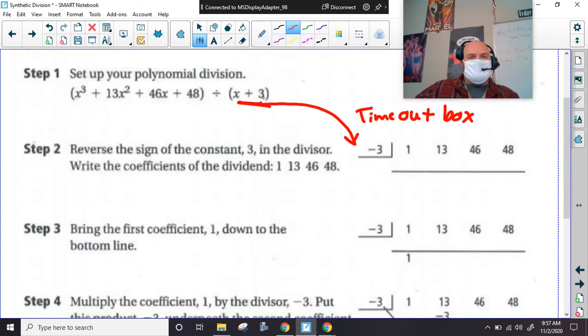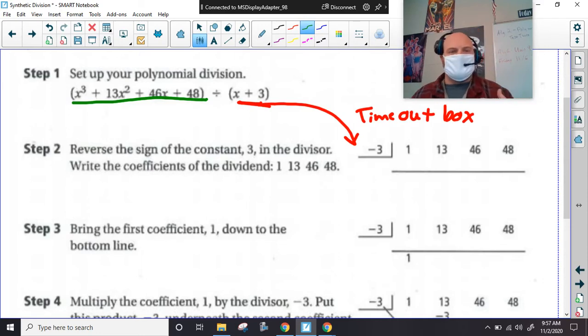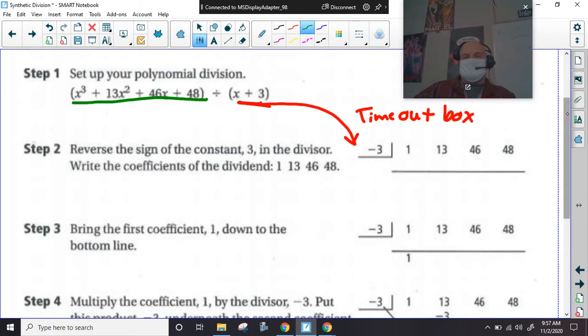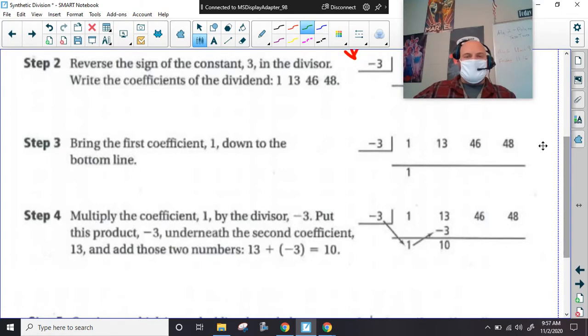So notice that this was a +3 here, now it's a negative. Okay. And the other thing is, we're only going to take the coefficients of this right here. So that was a 1 in front of this, a 13, 14, or 46, and 48. We don't worry about the x's so much. We just need the numbers. Okay. Now, what I normally like to do when I do this is we bring this first one down. We always do. That's just the process of it. Okay. Now, that part's easy.